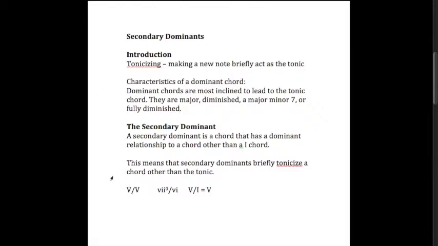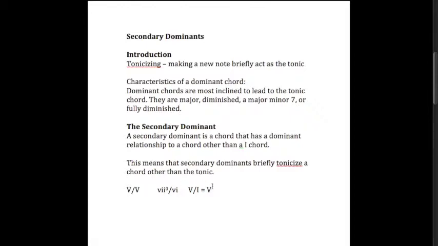So some examples of what secondary dominants look like are the 5 of 5, the 7 of 6. Now, just to clarify how to say this, it's the first Roman numeral of the next Roman numeral. So it's blank of blank. In this case, 5 of 5. In this case, 7 of 6.